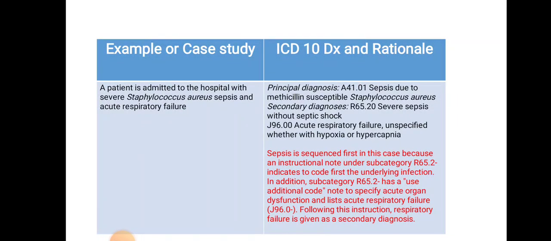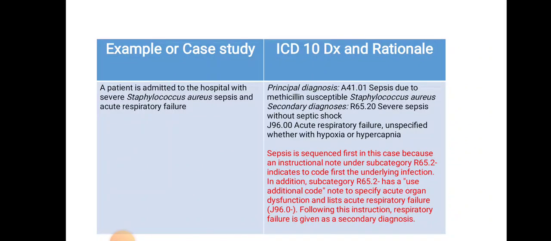A patient is admitted to the hospital with severe staphylococcus aureus sepsis and acute respiratory failure. In sepsis there will be an infection, and if it is severe sepsis there will be an acute organ dysfunction or some organ failure, which we have discussed in the coding guidelines in the previous video. So here, as per the coding guideline, the principal diagnosis will be the infection which is causing the sepsis.